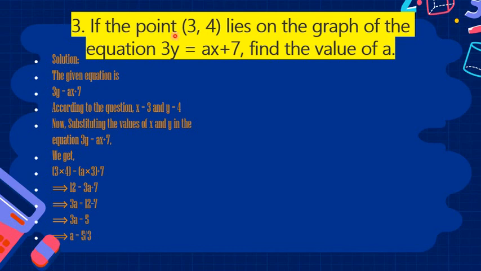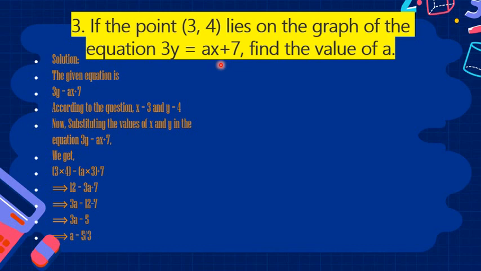You understood that. The third question is, if the point (3, 4) lies on the graph of the equation 3y = ax + 7, find the value of a. It is easy. When we take the value of x is equal to 3 and the value of y is equal to 4, I said why we should take them in the first question. If you did not hear it, go back and watch it and come to the third question.